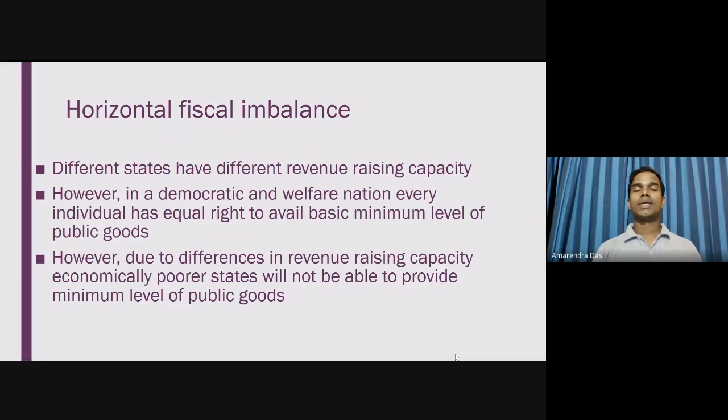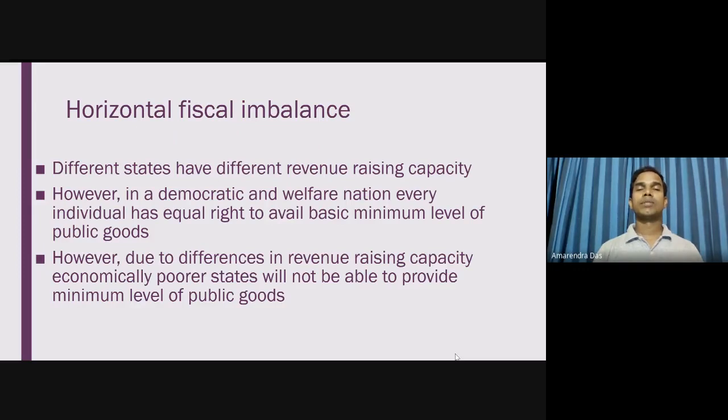And as I told that as a welfare nation, every individual has the right to get basic minimum level of public good. That is why the constitution basically believes that every individual should get a minimum level of public goods, and there should not be much difference in the availability of public goods. And it is said that the equal level of public goods and equal level of taxation. So there is a horizontal fiscal imbalance also.